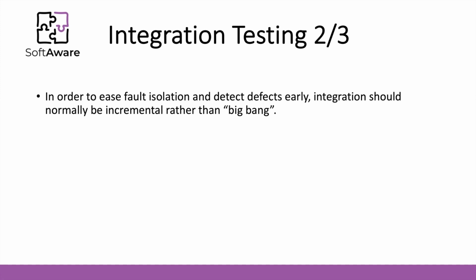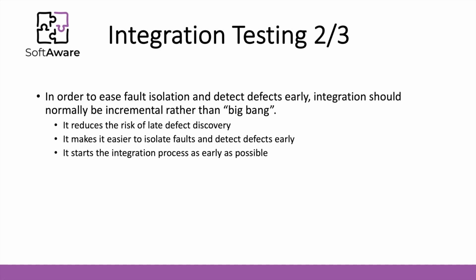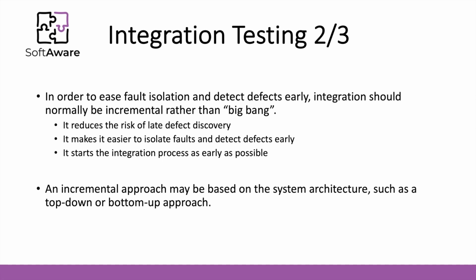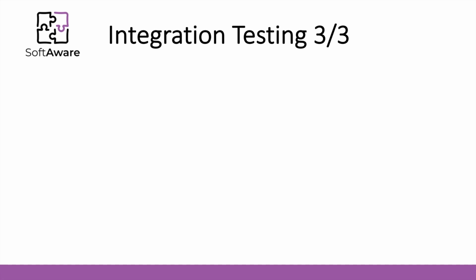In order to ease fault isolation and detect defects early, integration should normally be incremental rather than a big bang. The idea is to reduce the risk of late defect discovery, as we've seen already. It makes it easier to isolate faults and detect defects early, and it starts the integration process as early as possible. An incremental approach may be based on the system architecture, such as a top-down or a bottom-up approach.